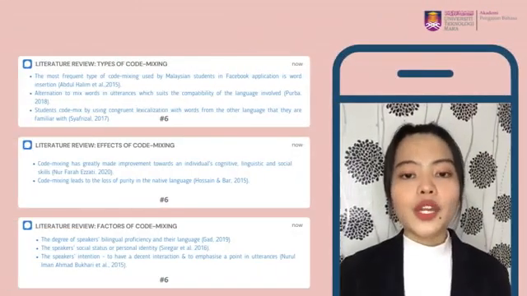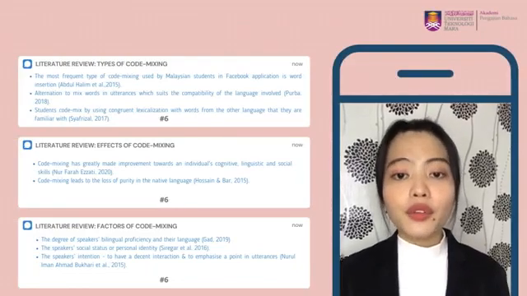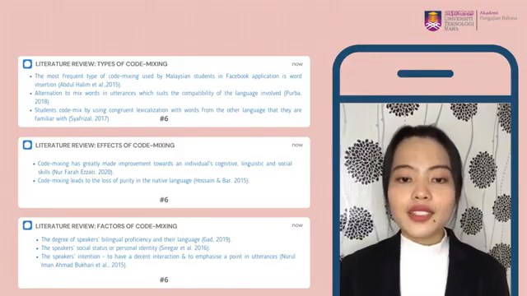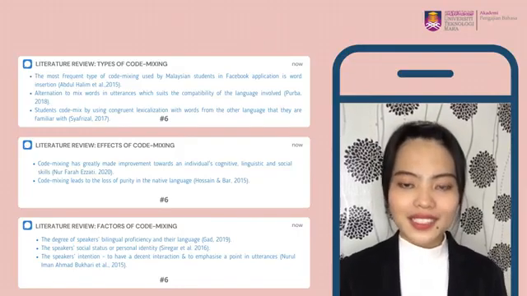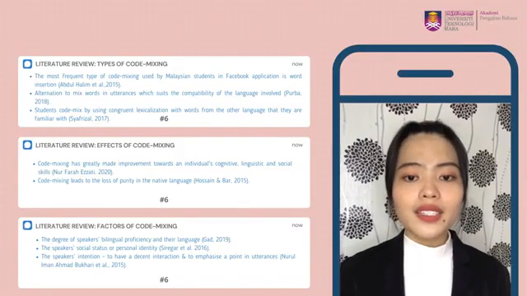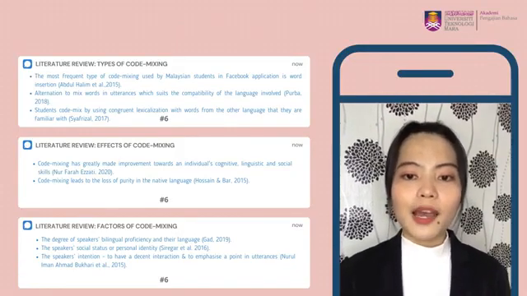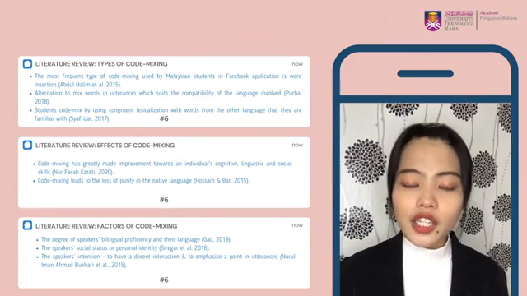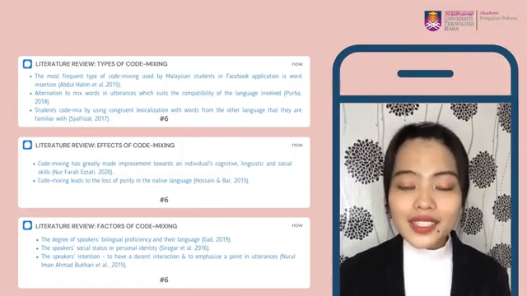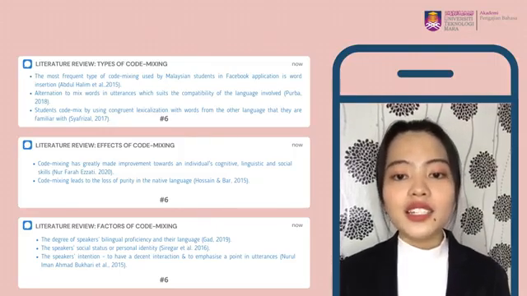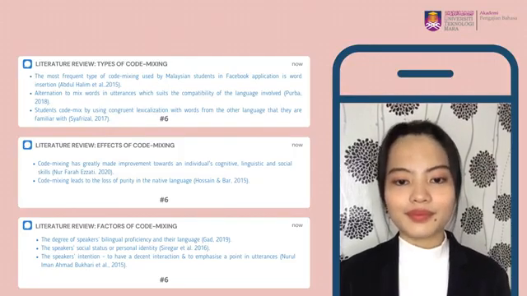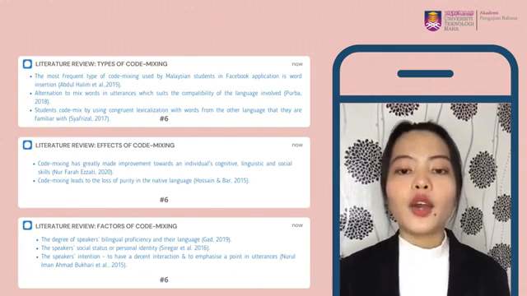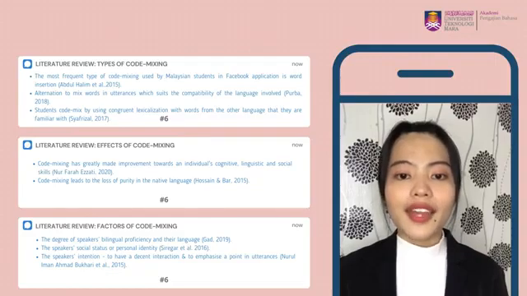We have grouped the 21 articles that have been used into three themes, which are types, effects, and factors of code mixing. For the types of code mixing, Abdul Halim 2015 states that the most frequent type of code mixing used by Malaysian students in the Facebook application is word insertion. The second type is alternation, which is referred to as mixing words in utterances, which suits the compatibility of the languages involved. Thirdly, students code mix by using congruent lexicalization with words from the other language that they are familiar with.